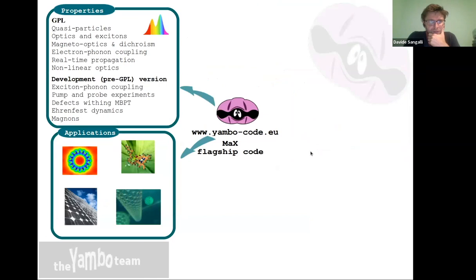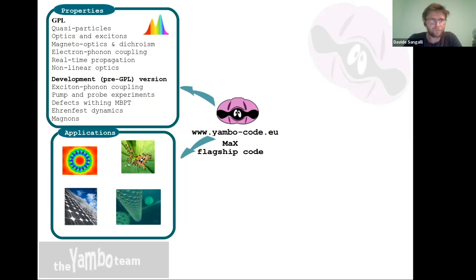And indeed, this is the outcome. The different projects lead to different physical properties which can be computed. Here there is a list: quasi-particle properties, optics, and excitons are the two which we will describe today. But there are also other features like magneto-optics, dichroism, electron-phonon, real-time. And all these features are released with a GPL license. And then there are, let's say, pre-GPL features which are under development, which are in a different repository, and the idea is that when these features are available, they will enter the GPL version as well.